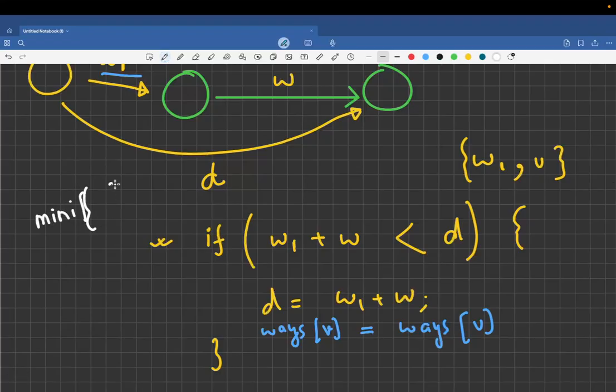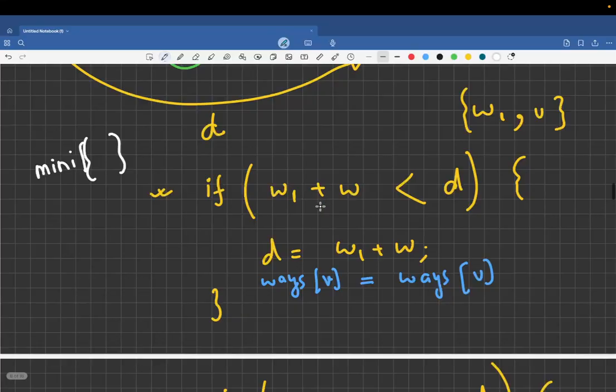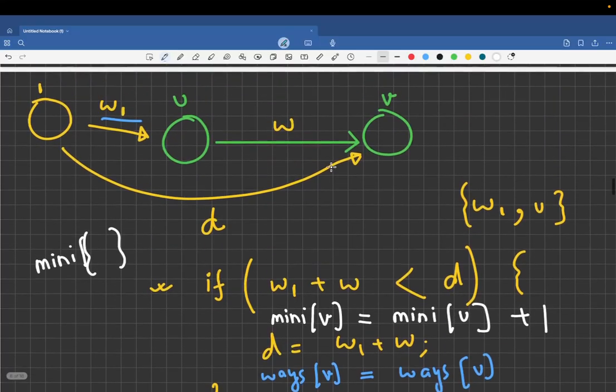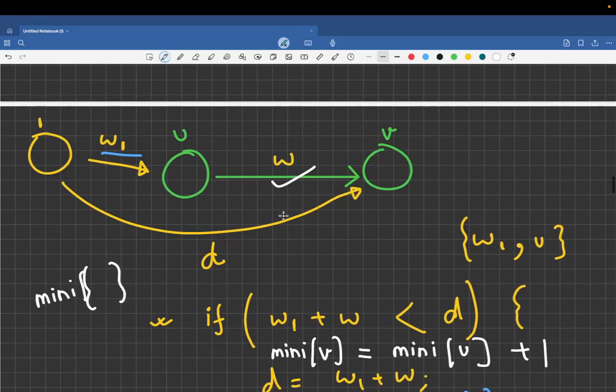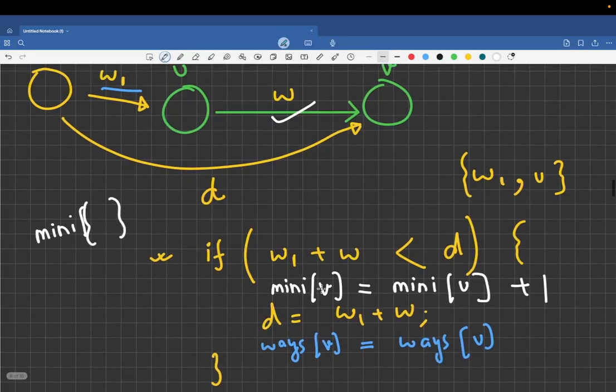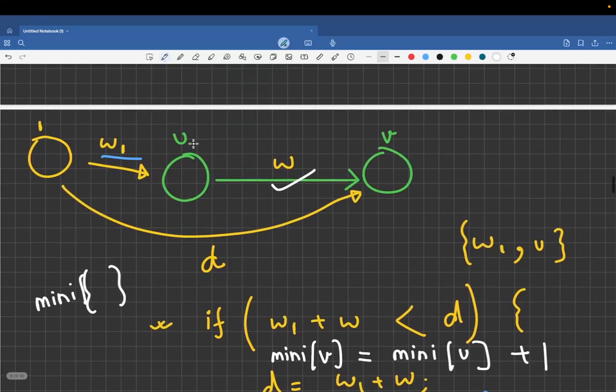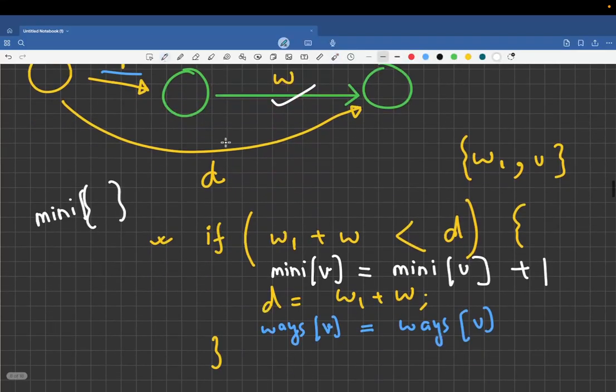Let's suppose I have a minimum vector. In this case, when W1 plus W is lesser than D, mini of V can be written as whatever is the value of mini of U plus 1, because from U to V you are covering an extra flight, right? So the minimum number of flights to achieve the minimum cost for node V will be equal to the minimum number of flights to achieve the minimum cost for node U plus 1, isn't it?